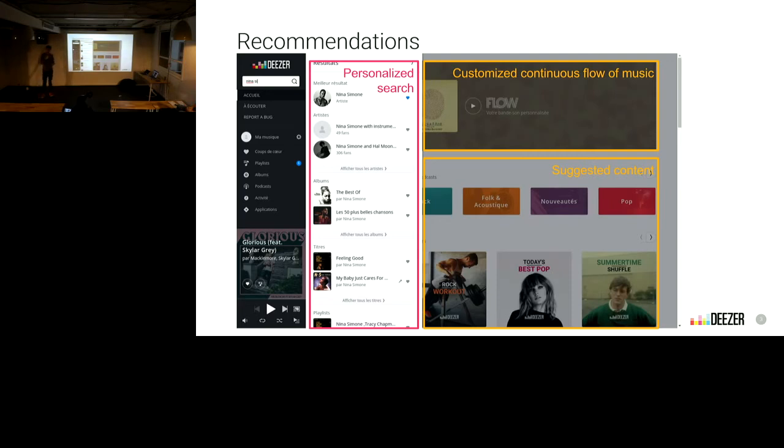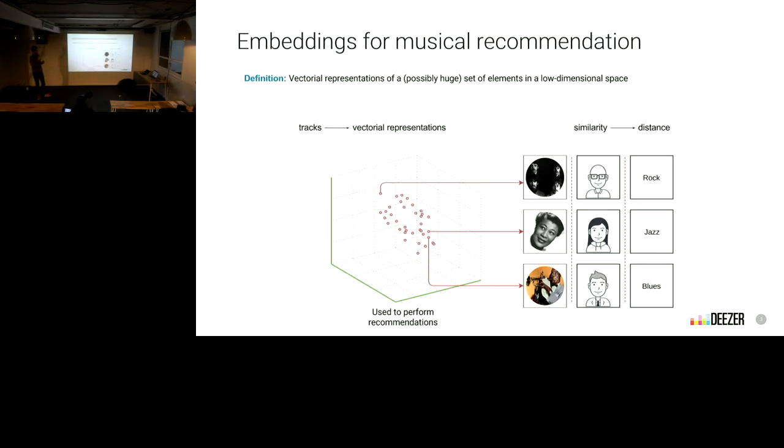So obviously, recommendation is very important for Deezer. That's why we work a lot on this topic, and we use various algorithms. But tonight we are going to focus on embedding methods for musical recommendation. So first, let me define what an embedding is. An embedding is a vectorial representation of a set of items in a low-dimensional space. When we talk about items, we'll talk about tracks, albums, or artists, but in this presentation, we'll focus on tracks to make things clearer.